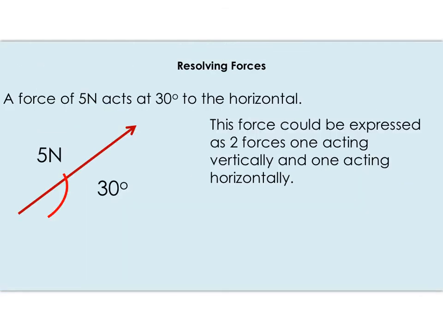Now, in some cases in physics, you'll be given the resultant force, but it sometimes makes more sense to try and resolve it into components. So you can see here that we've got a force of 5 newtons, which is acting at 30 degrees to the horizontal. This force can be expressed as two forces, one that acts vertically, upwards, and one that's acting horizontally, on the side.